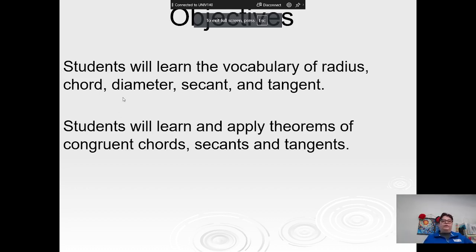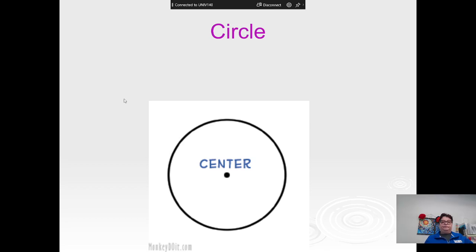So students will learn the vocabulary of radius, chord, diameter, secant, tangent. Right? That's what we did? We drew some of these. But then there's some theorems that go with all these that we're going to be covering. Okay, so here's the center of your circle, right? The definition of center, if you're going to do a Pictionary dictionary: all points are equidistant from the center of a circle. It's the point that all these outer points are equidistant from.